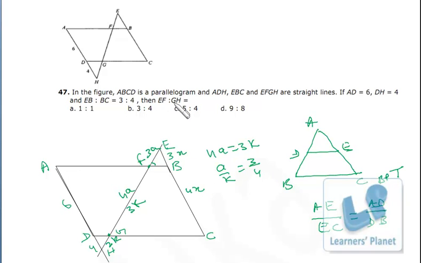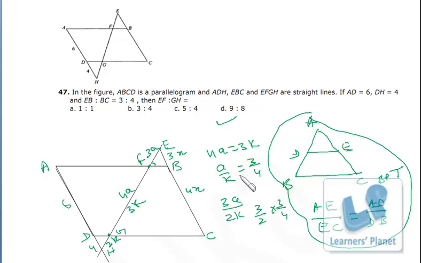But we want the ratio EF to GH. EF is 3a. GH is 2k. That means 3 by 2 into a by k, and a by k is 3 by 4. So 3 by 2 into 3 by 4 is 9 by 8. That is 9:8, right? So not much paperwork is required. If you know this theorem, hardly this much paperwork is required. The problem can be done in seconds if you know the concept of the basic proportionality theorem and similar triangles, right? I hope you are clear.